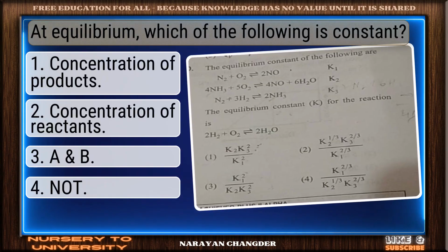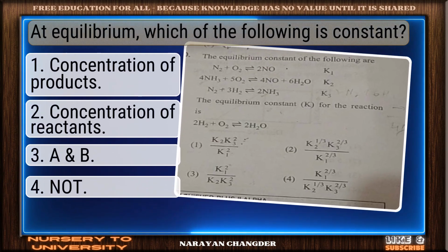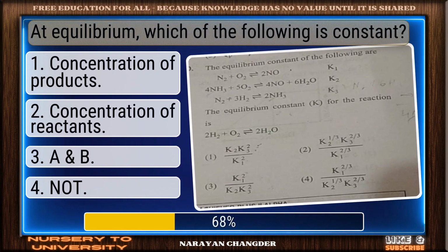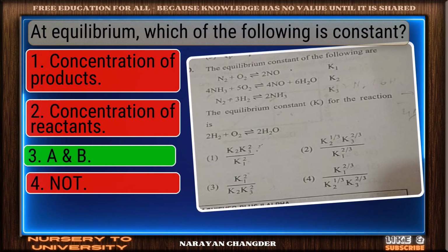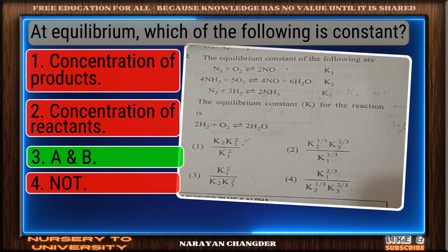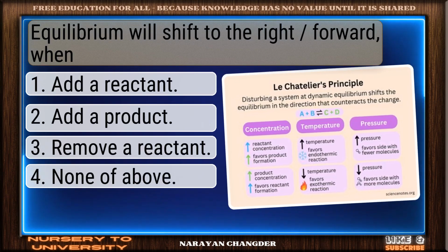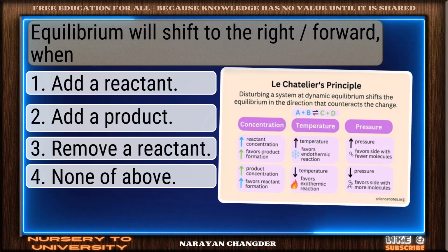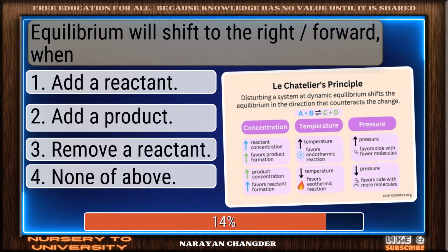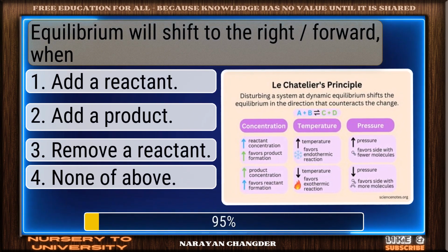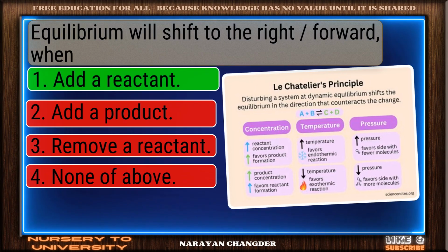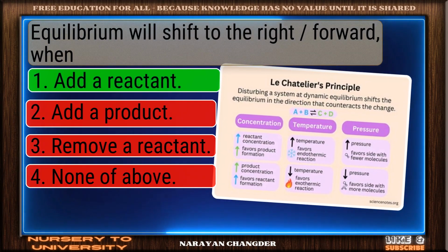At equilibrium, which of the following is constant? Strong choice. A and B is the right answer. Equilibrium will shift to the right, forward, when? Valid point. Add a reactant is true.